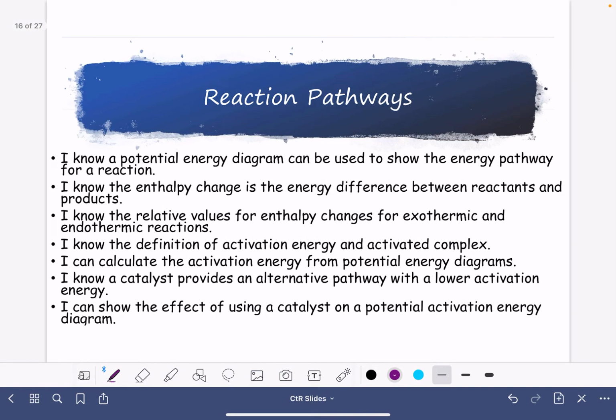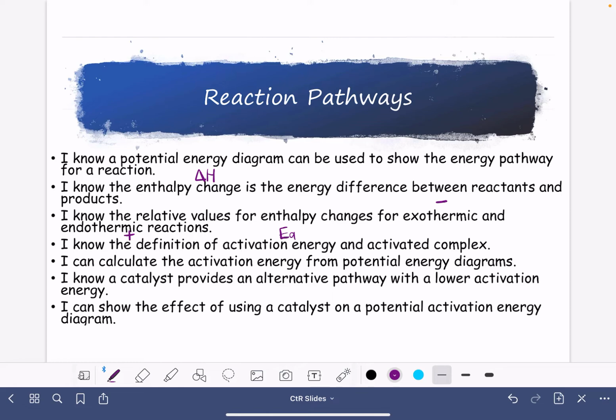Let's move on to think about reaction pathways. So we can use potential energy diagrams to show the energy pathway for a reaction. I know that enthalpy change is the energy difference between reactants and products. So enthalpy change, remember, is what is written delta H. And I know the relative values for enthalpy changes for exothermic, which will be negative because energy is coming out, and endothermic, which will be positive because energy is coming in. I know the definition of activation energy, which we shorthand do EA, and activated complex.